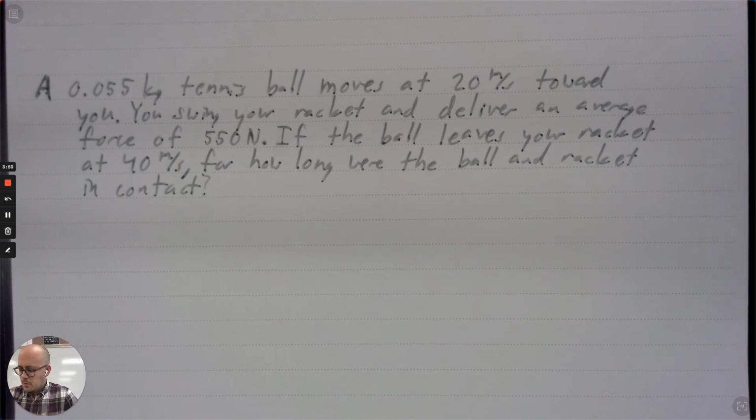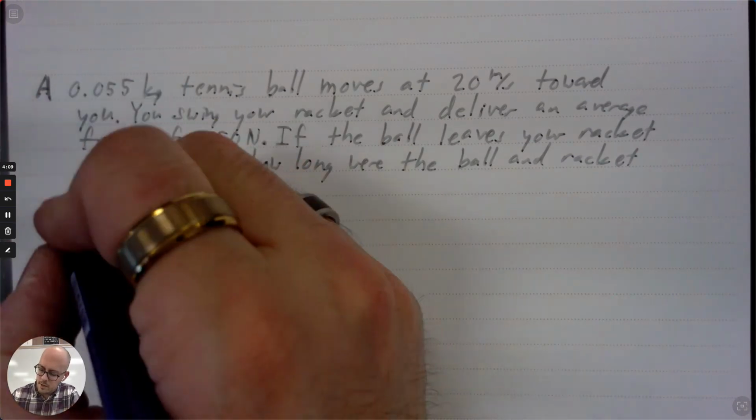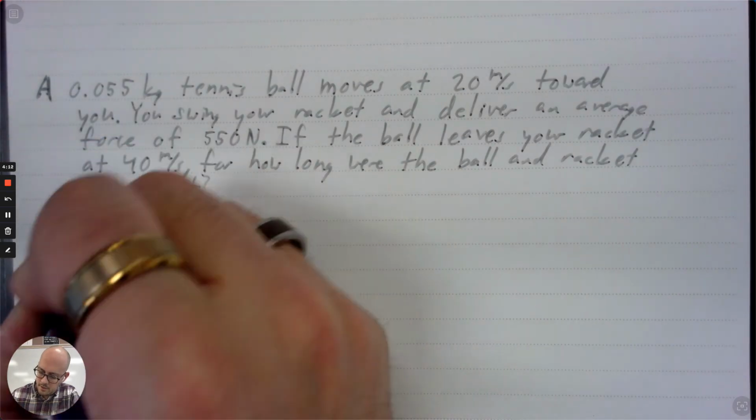A tennis ball moves toward you at 20 meters per second. You swing your racket and deliver an average force of 550 newtons. If the ball leaves your racket at 40 meters per second, for how long were the ball and racket in contact? A picture is very important, and you know how good I am at drawing pictures. So let's see what we have. This is the racket.